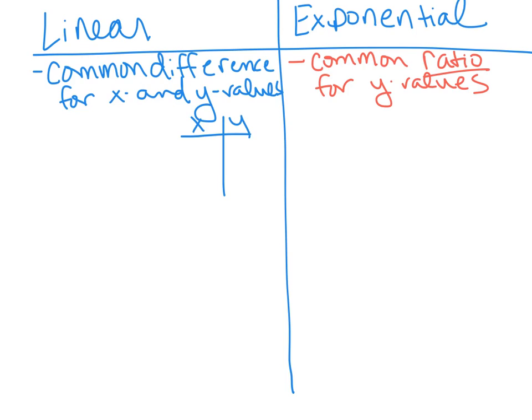For my linear function, I might have x values 0, 1, 2, and y might start at 5, go to 10, and then go to 15. So my common difference is that for each change of 1 in the x, I am increasing by 5 in the y.